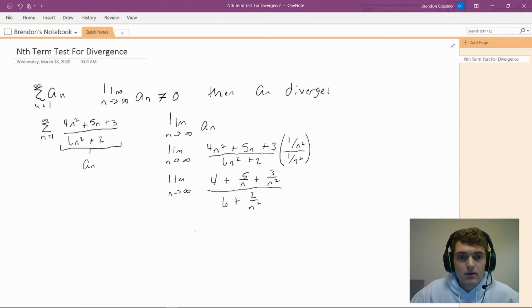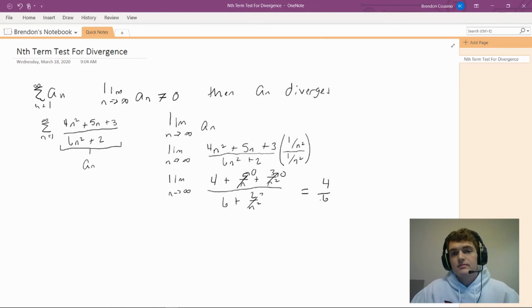Now I can start plugging in my infinity. This piece goes to 0 because we have 5 over infinity: our denominator is getting really, really large, which means our expression is getting closer and closer to 0. The same thing happens with 3 over n squared, so that goes to 0, and the same with the 2 over n squared in the bottom. So this limit just equals 4 over 6. Our limit of a of n is equal to 4 over 6.